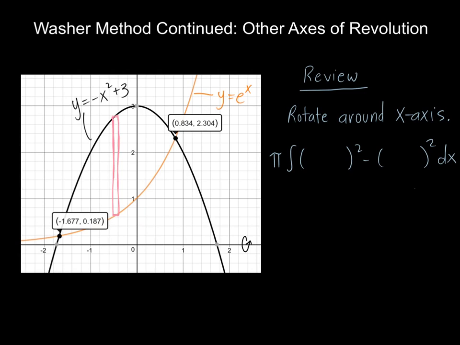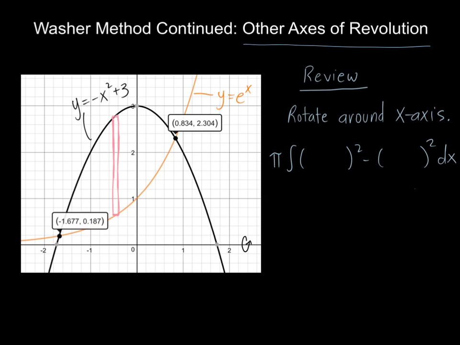Up until now, all of our washer methods have had an axis of revolution of either the x or the y-axis, which made them kind of simple, because all of the radii associated with the washers and the discs were just the functions. So the purpose of this video is to start rotating areas around axes other than the x and the y-axis. That's why it's called other axes of revolution, and we'll see how that tweaks this volume calculating process.